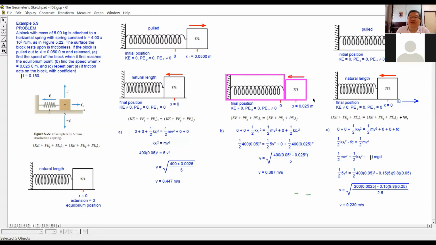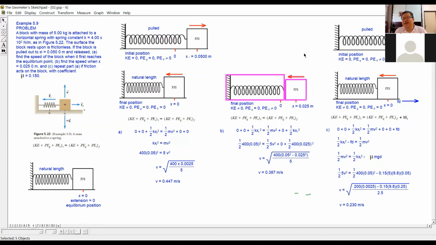But before it reaches the equilibrium position, at a position of 0.025 meters away from the equilibrium position, we stop there. Well, the block cannot stop there. We use maybe a video camera, then we pause the video. Okay, freeze. So we freeze it there.